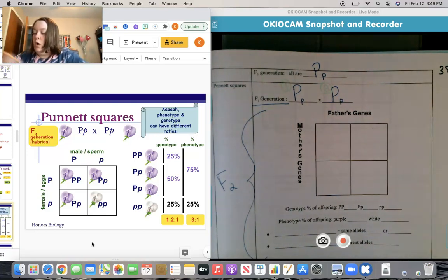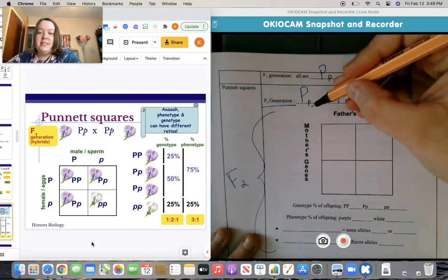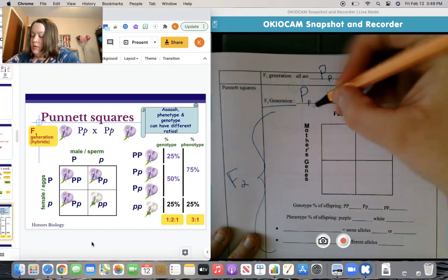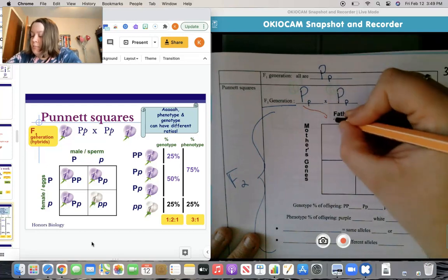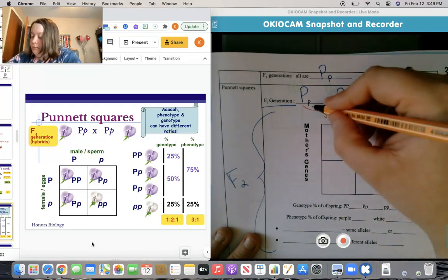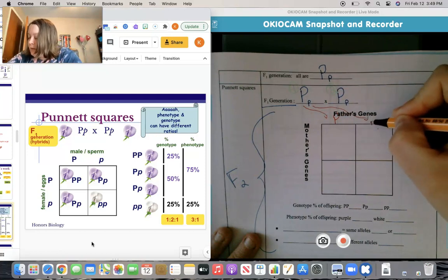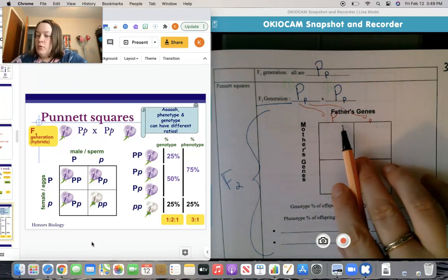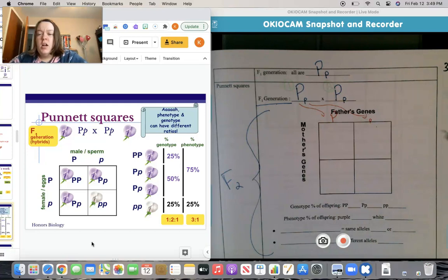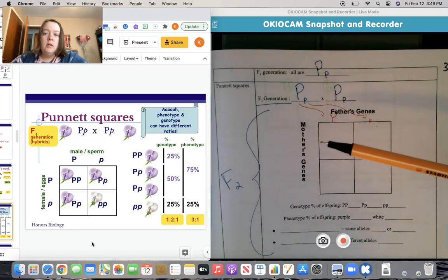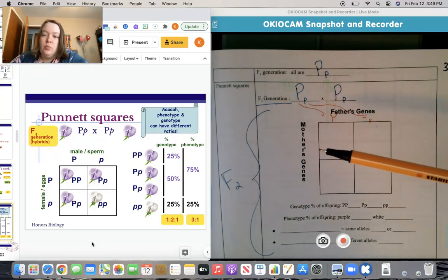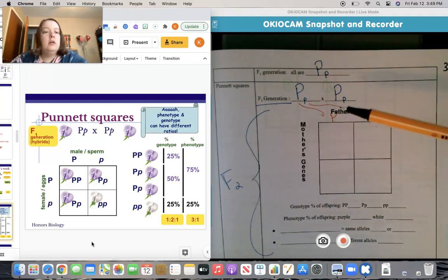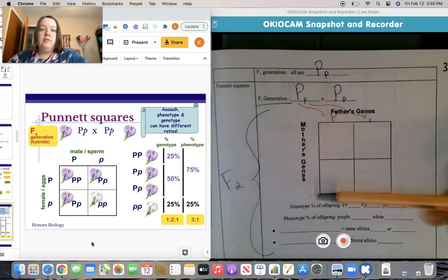Now, parent 1 only passes 1 of its letters to its child. It can give its offspring either a big P or a little p. Because each parent only passes down 1 letter to their child, we separate them when we're filling it out on the square. Also notice at the top, this says father genes across the top and mother's genes along the side. It doesn't matter which parent goes where as long as one parent's along the top and the other is along the side, and you separate the letters when you fill it out.